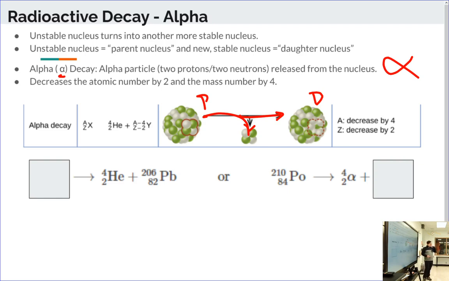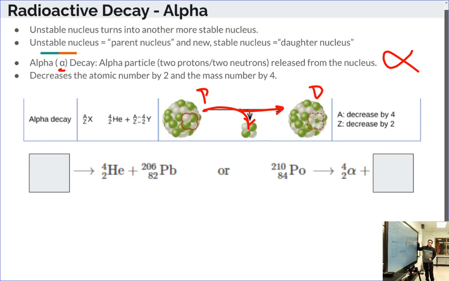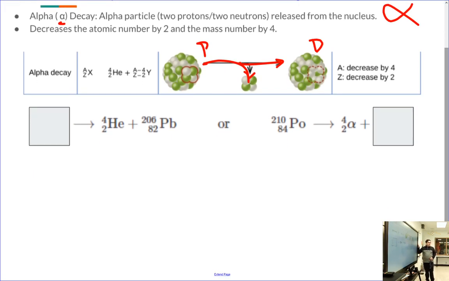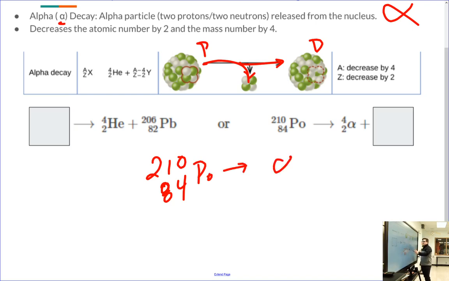Evan, you ready? I do believe so. Okay. Top number up here. Actually, I'm just going to slide down a little bit. Is that okay for everybody? I'm just going to rewrite this a little bit bigger. We got 210 polonium, and it's got 84. Good there? Goes through alpha decay. We're going to kick off 2 protons and 2 neutrons.